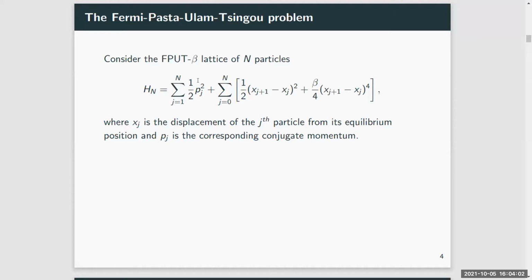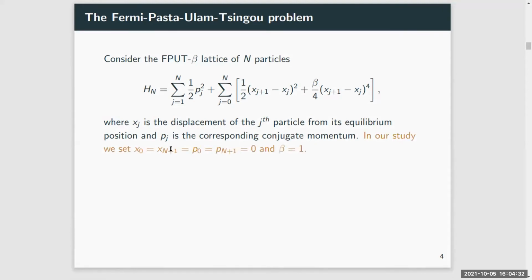We are considering the beta version of FPU, which represents a one-dimensional chain of N identical particles with nearest neighbor interactions, given by this equation, where Xj is the displacement of the j-th particle from the equilibrium position, and Pj is the corresponding conjugate momentum. In our study, we imposed fixed boundary conditions. We also chose to work on the beta FPU system because it is of even degree and it doesn't allow the particles to escape.